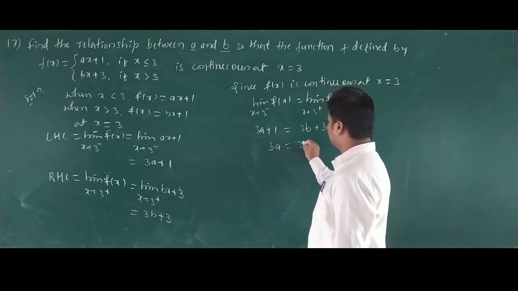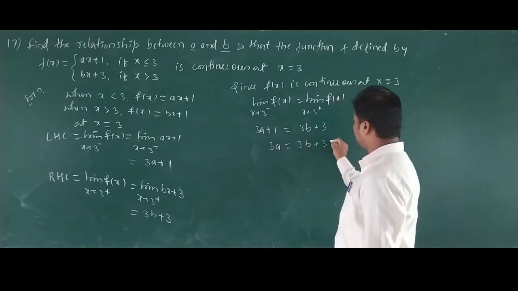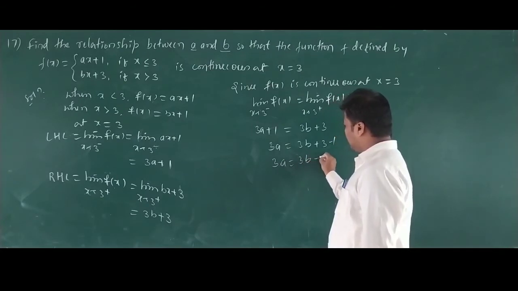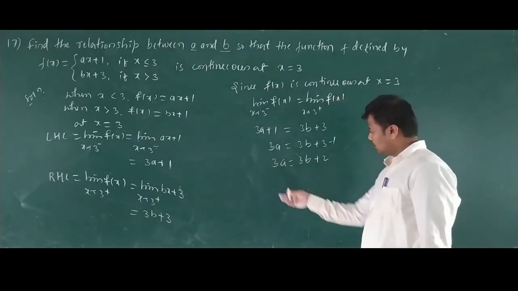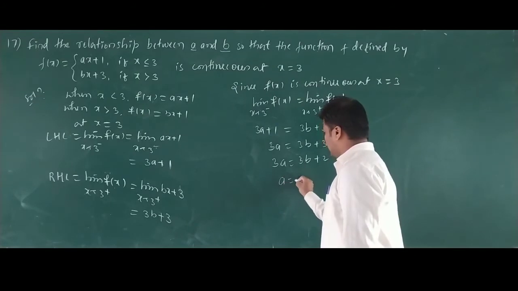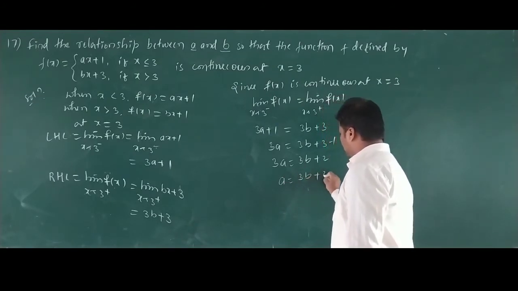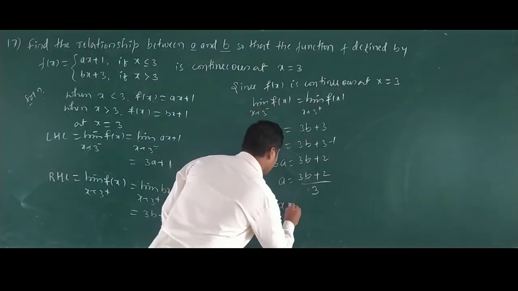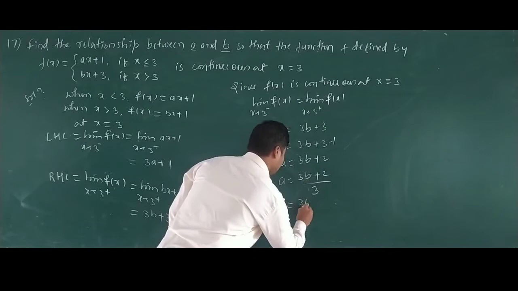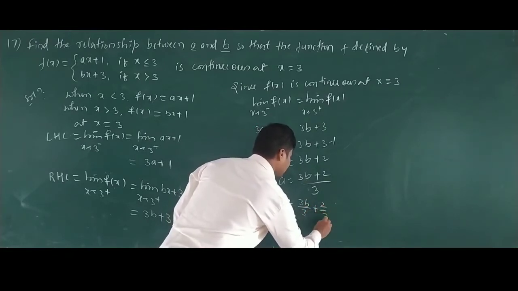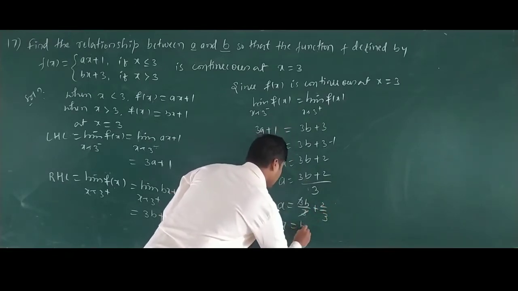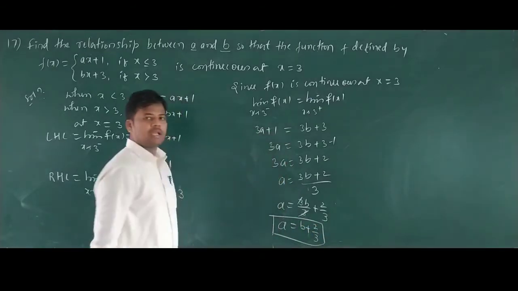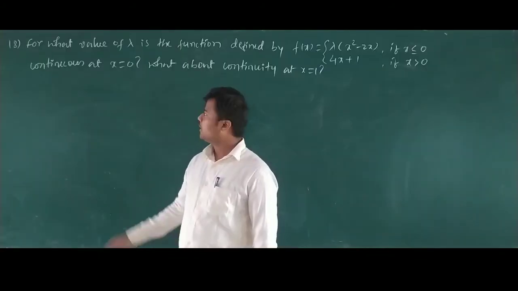3a equals 3b plus 3 minus 1. So 3a equals 3b plus 2. If we transfer the 3, a equals (3b plus 2) divided by 3. Otherwise a equals 3b by 3 plus 2 by 3, 3 cancels, a equals b plus 2 by 3. So this is the relation between a and b. Okay, now next, 18th one.